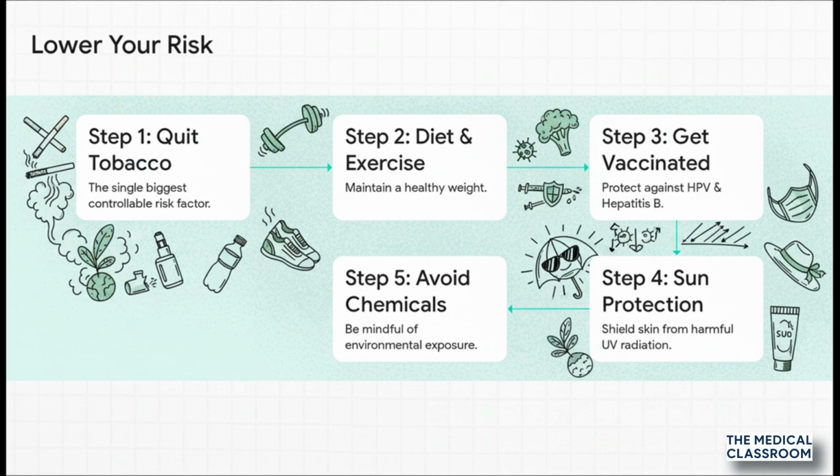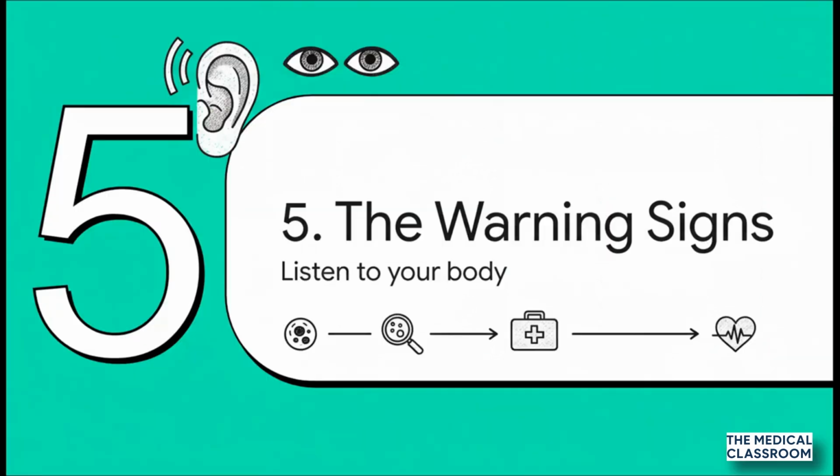But it doesn't stop there. Things like maintaining a healthy weight through diet and exercise, getting vaccinated, protecting your skin from the sun, and just being aware of your environment. These are all powerful, proactive choices. And these small, everyday decisions can make a gigantic difference. And that brings us to our fifth and final point: awareness. Prevention is huge, but so is knowing how to listen to your body and recognizing when it's time to see a doctor. Because early detection, well, it saves lives.